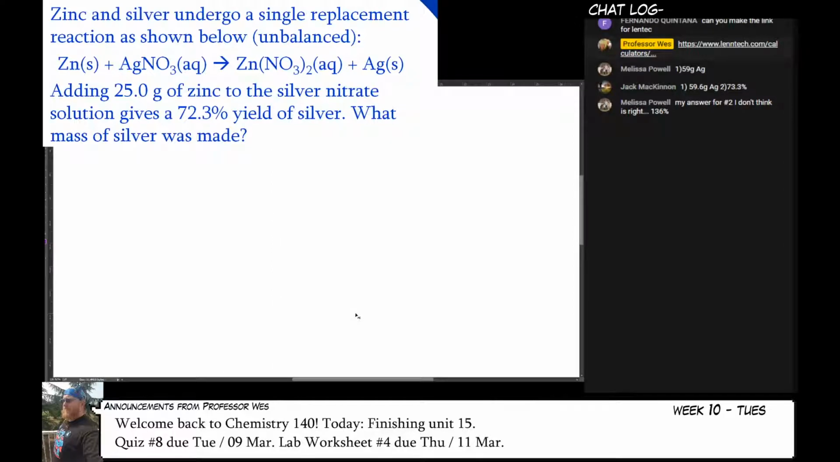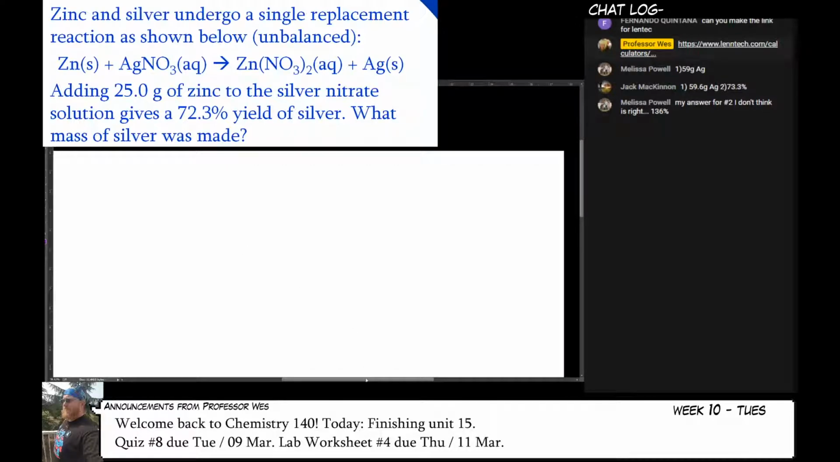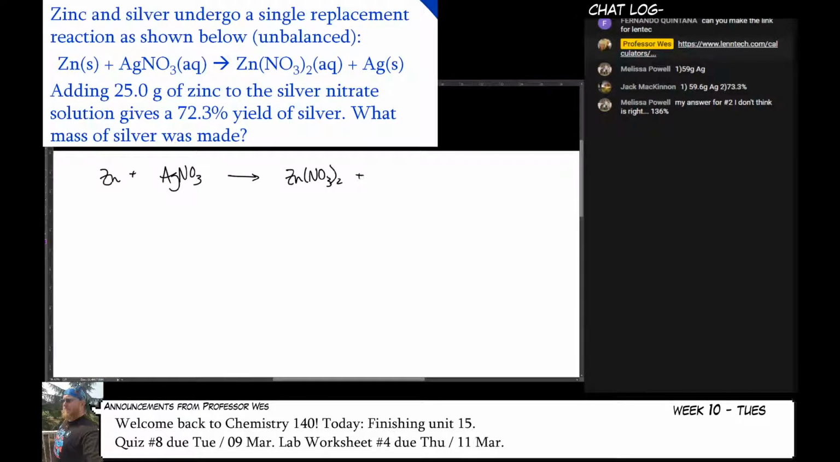So let's clear all this out here. I'm going to zoom this out a touch. There we go. All right, so first we've got to balance the equation here. So we've got zinc and silver nitrate makes zinc nitrate and silver. I'm just going to ignore the phases because whatever, right? So 2, 2. That should be right.